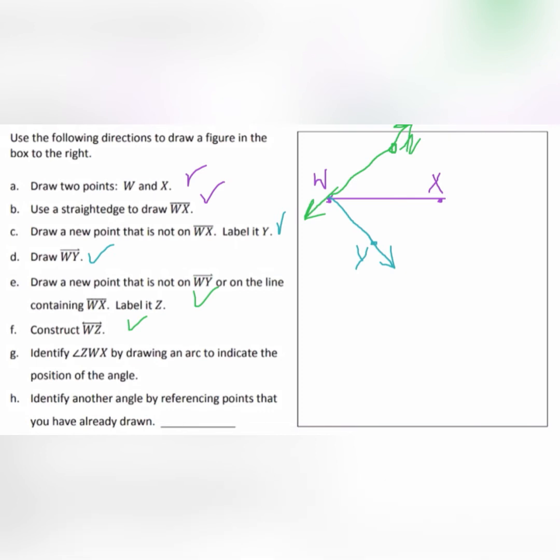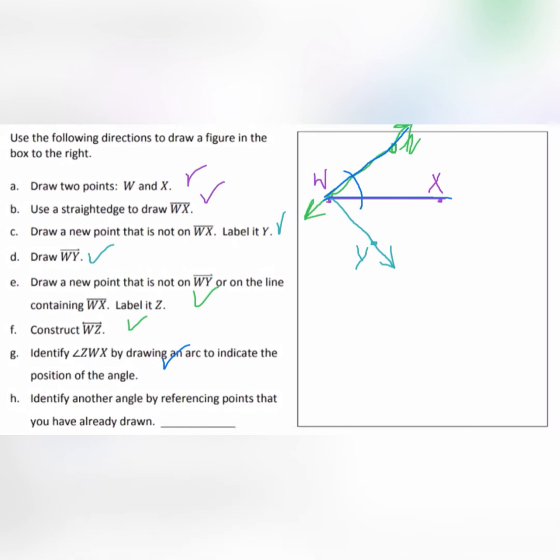Now we're up to letter G. So let me change this color again. We'll go with blue. Okay, so letter G is asking me to identify angle. If you see that symbol, that means angle ZWX, by drawing an arc to indicate the position of the angle. So let's look for angle ZWX. So I see it right here. I'm drawing my arc. And if you look, you can see that connects Z to W to X. Okay, so I'll check that off.